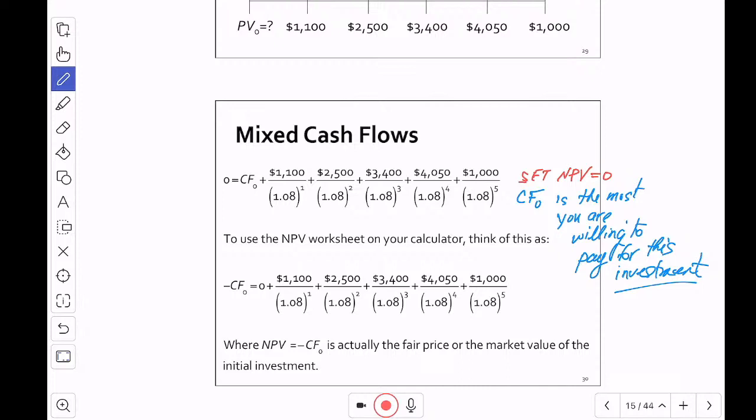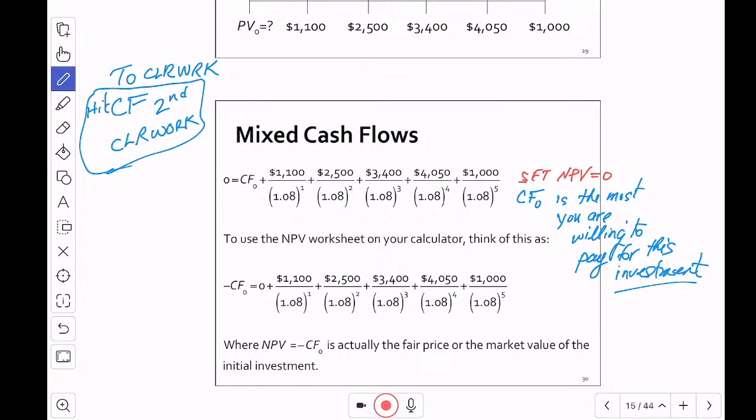Right, Tanya, to clear, you need to be inside CF, so hit CF, and then second, clear work, otherwise it won't clear. You have to be inside CF.